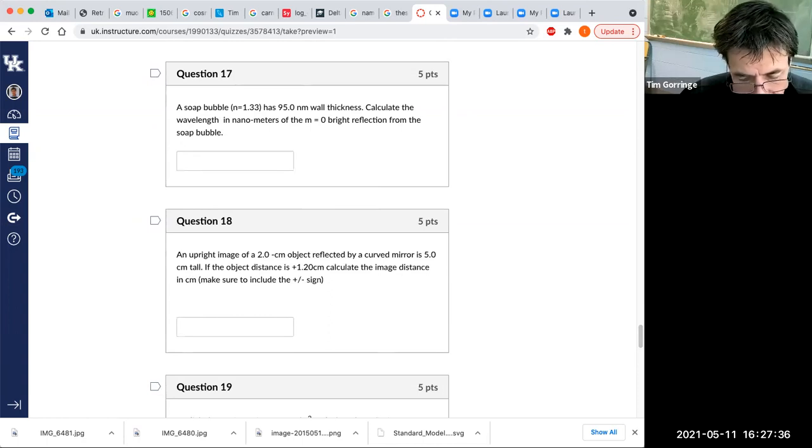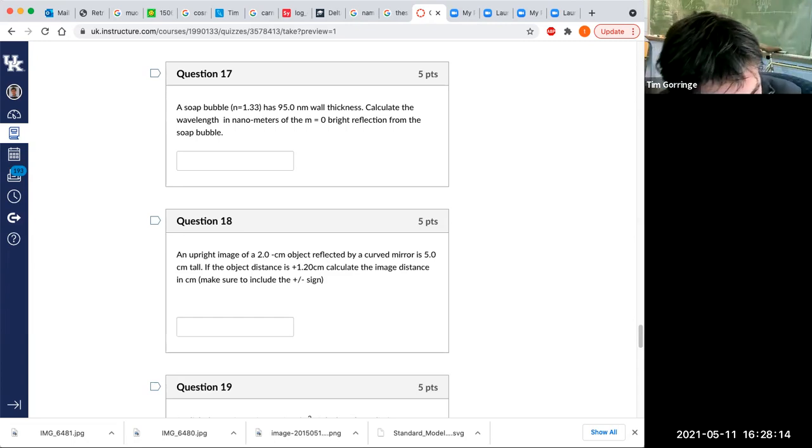Okay, question number 17. This is a question about interference with a soap bubble. So we're told that light is shone on a soap bubble and that the refractive index of the soap bubble is 1.33, it's water, and that the thickness of the soap bubble is 95 nanometers. And we've got to calculate the wavelength of light that's strongly reflected, constructive interference, for the m equals 0, the order 0 reflection. And so let's go ahead and do that.